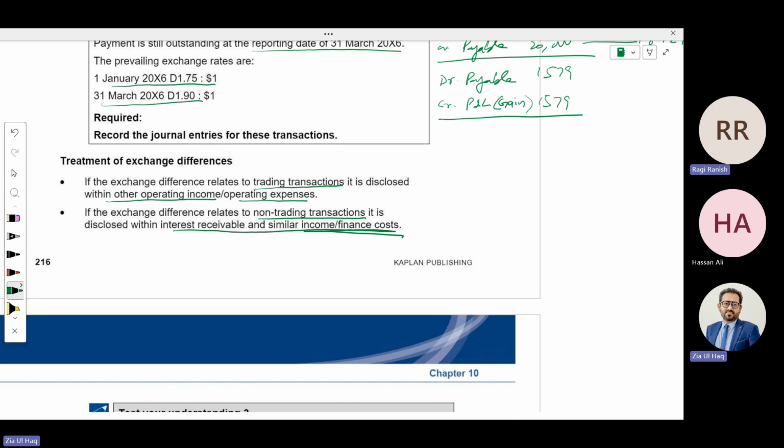If it relates to trading, meaning purchase or sale of inventory, that is a trading transaction, so it will be recorded in operating expenses or other operating income. If it relates to a non-trading transaction, meaning purchase or sale of a fixed asset, then it will be recorded as interest receivable or finance cost. The loss will be finance cost and the gain will be interest receivable.